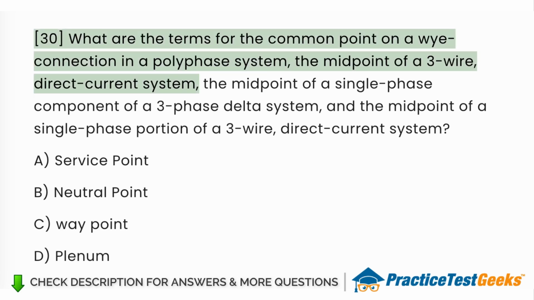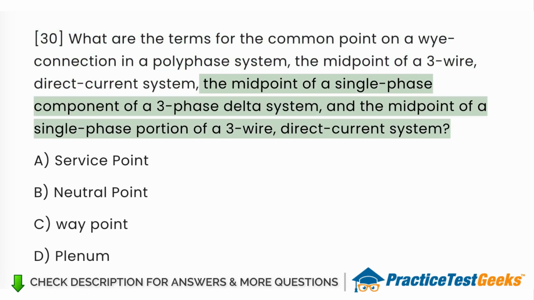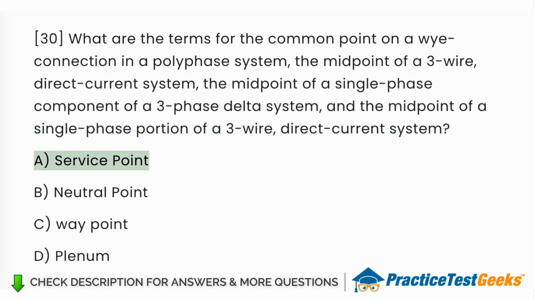What are the terms for the common point on a Y connection in a polyphase system, the midpoint of a 3-wire, direct current system, the midpoint of a single-phase component of a 3-phase delta system, and the midpoint of a single-phase portion of a 3-wire, direct current system? A. Service point. B. Neutral point. C. Waypoint. D. Plenum.